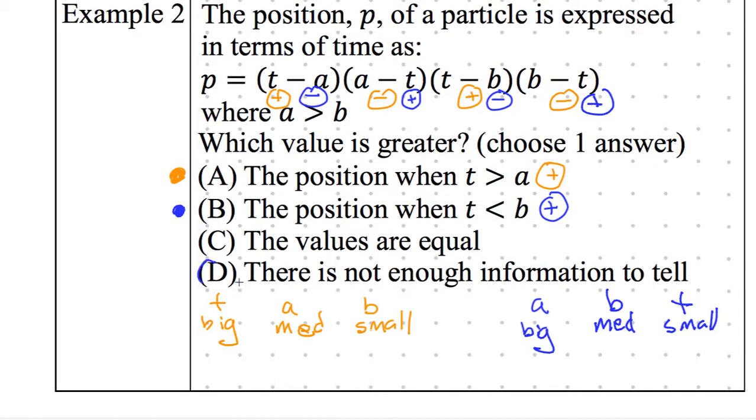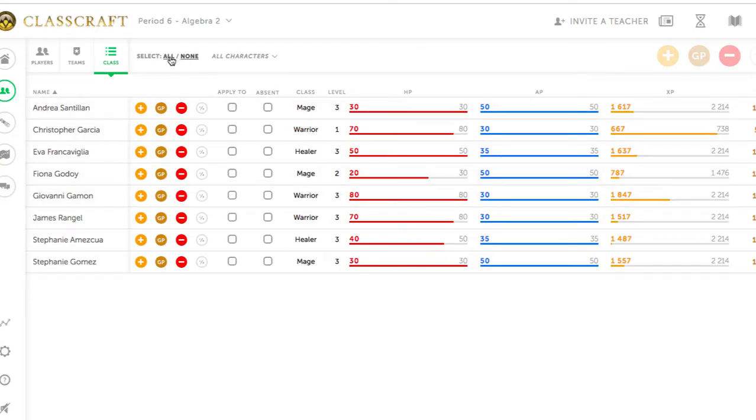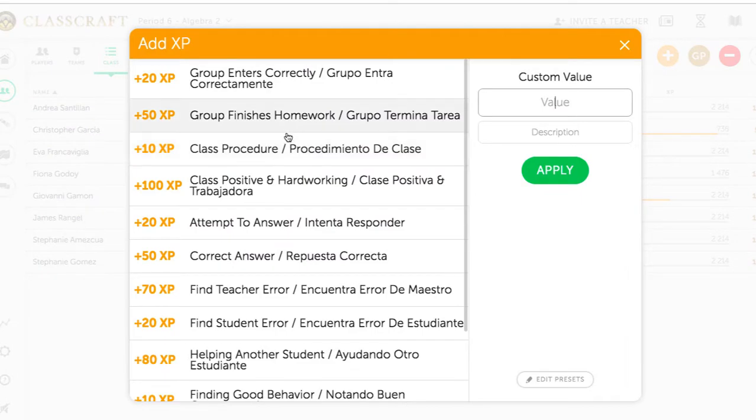Good job. You guys are killing it. Both A and D? I mean A and D? Yeah. You can't choose both A and B. You have to choose one answer. Which value is greater? Well, these are both positive, and you can't say that they're equal because you don't know exactly how big they are. Therefore, there's not enough information to tell. D was the correct answer. Good job, guys. And that's hard, and you guys are getting it.